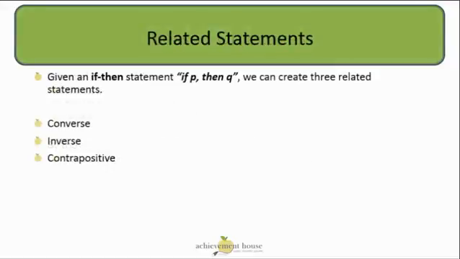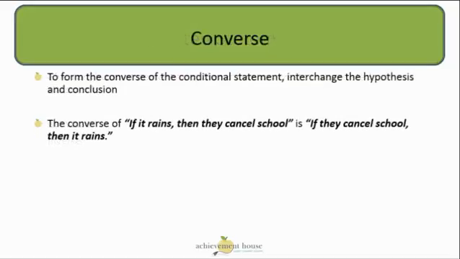So we know what a conditional statement is, or an if-then statement. We're going to talk about related statements to conditional statements. So given an if-then statement, so for example, if P, then Q, we can create three related statements, and they are the converse, the inverse, and the contrapositive. We can start out first by talking about the converse. To form the converse of the conditional statement, we're going to interchange the hypothesis and the conclusion. So we're just going to flip them.